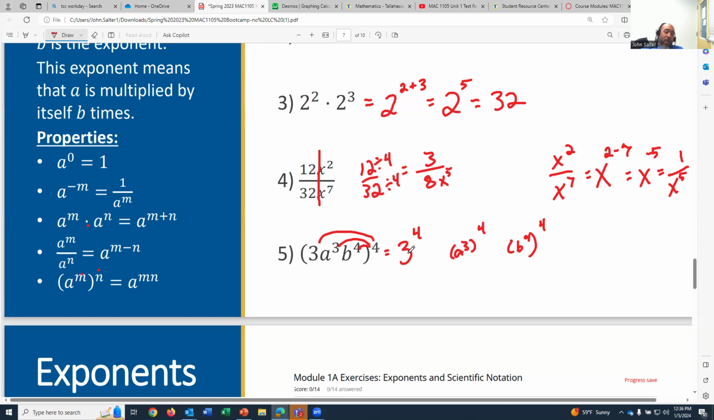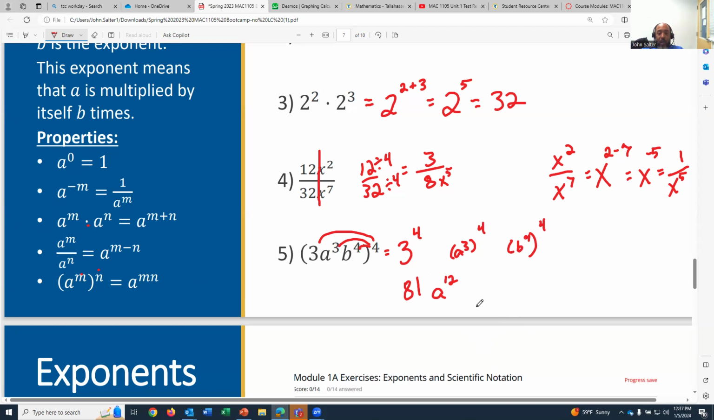Well, 3 to the fourth power, again, that's a calculator function. I can plug that in. That's just 81. A to the third raised to the fourth. I'm going to multiply those two exponents, but keep the base the same. So my base was the letter A. 3 times 4 is 12.